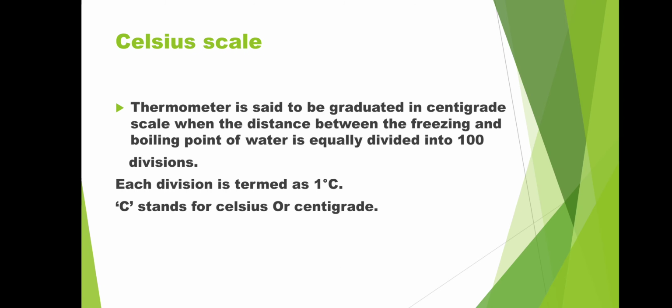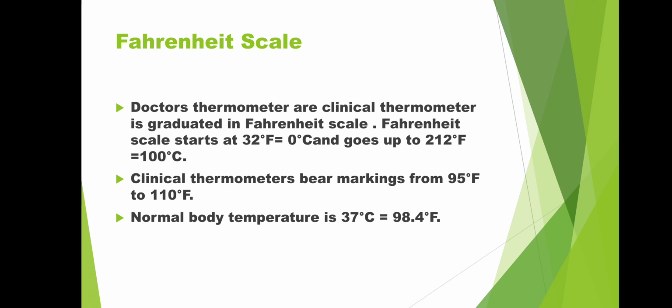Now, what is the Celsius scale? A thermometer is said to be graduated in the centigrade scale or Celsius scale when the distance between the freezing and boiling point of water is equally divided into 100 divisions. You know that the freezing point of water is 0 degrees Celsius and the boiling point of water is 100 degrees Celsius. And between 0 and 100 degrees Celsius, how many divisions are there? 100 divisions. 100 means centigrade or Celsius. So each division is termed as 1 degree Celsius. So C stands for Celsius or centigrade. And the lower fixed point is 0 degrees Celsius and the upper fixed point on the Celsius scale is 100 degrees Celsius.